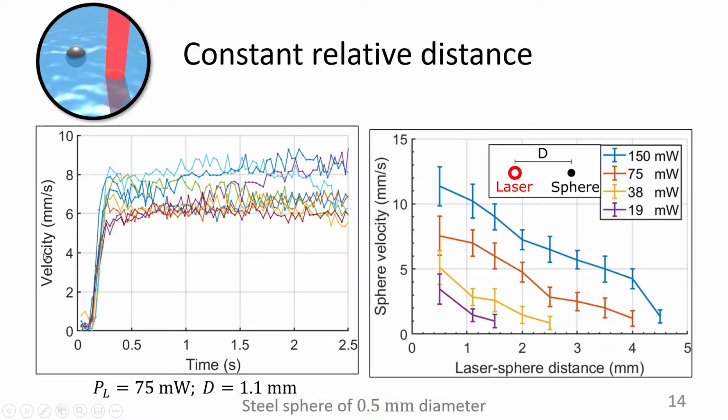And if we keep the laser at a constant relative position of the sphere, we will see that it accelerates until reaching a steady velocity, as shown in the left plot. And on the right, we see that this steady velocity depends both on the laser power and on the laser particle distance, as expected. The problem is that the laser power cannot be varied very quickly. It takes a couple seconds to adjust the laser power.